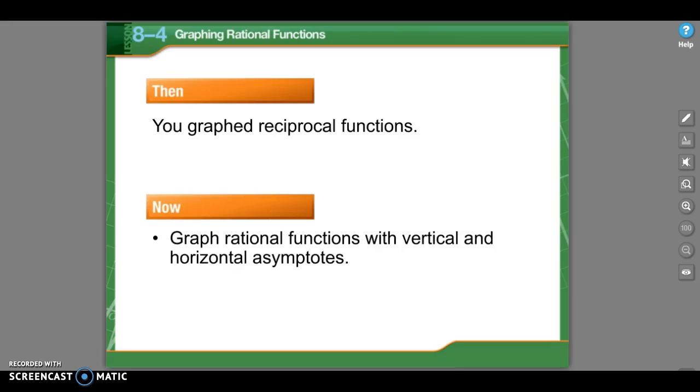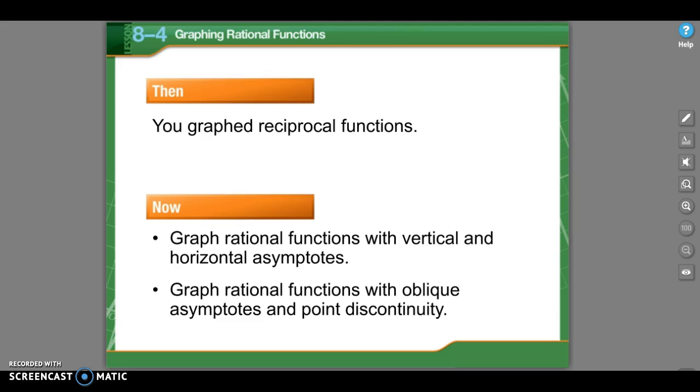So we've already graphed reciprocal functions, which we did in lesson 10. And in this lesson, we're going to graph rational functions that have vertical and horizontal asymptotes. And we're also going to graph rational functions with oblique asymptotes and points of discontinuity.